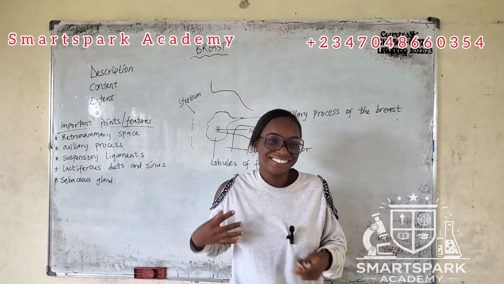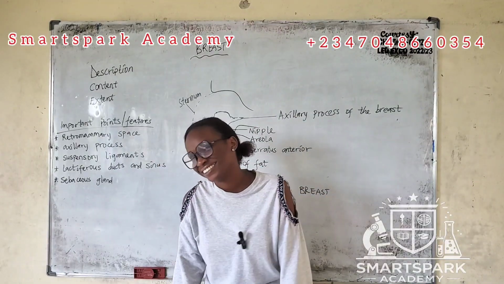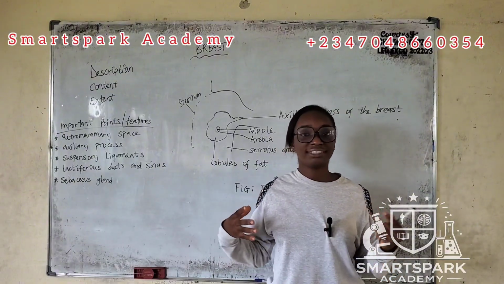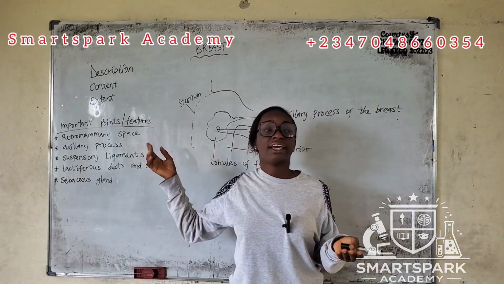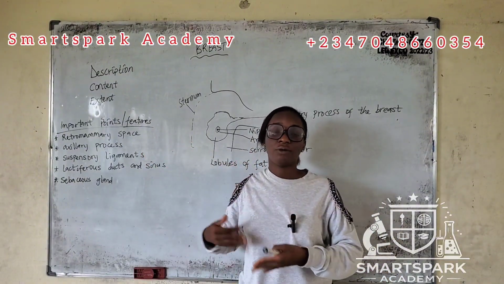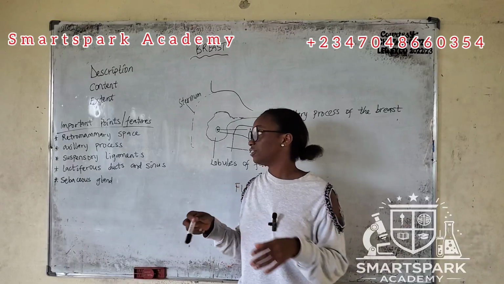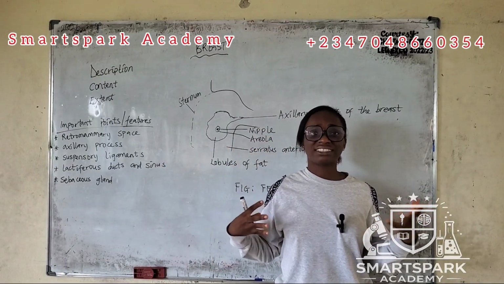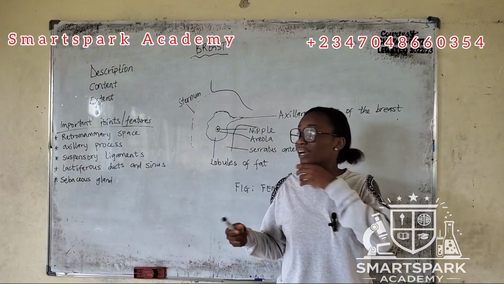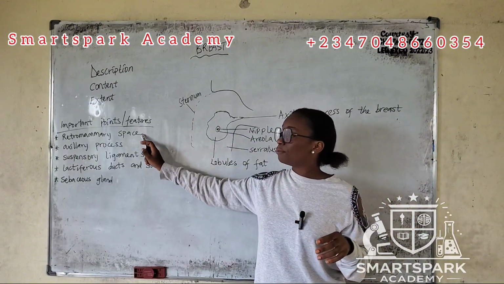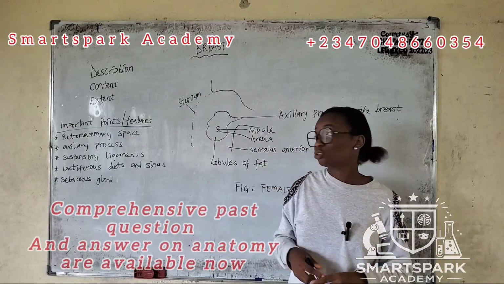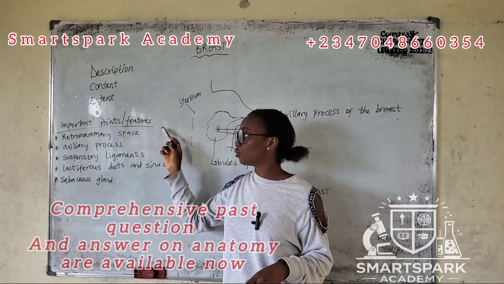You can try it out. Because of the retromammary space, the breast can move upward, downward, sideways. Just try it out, especially the females. If you notice that there is no movement on the breast, like it's difficult for your breast to move, that means this retromammary space is not there, and it's a sign of breast cancer. So it's a very important feature of the breast.